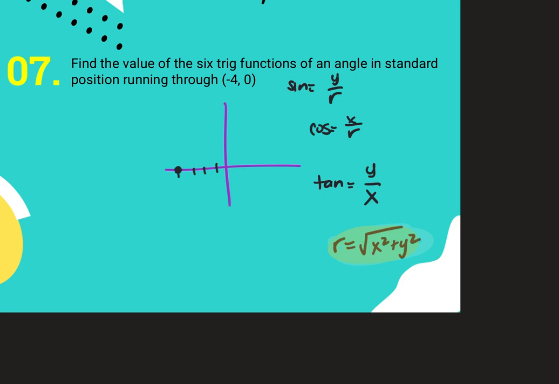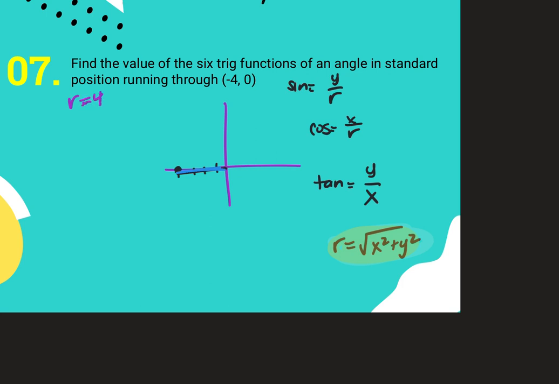But if it doesn't fall inside the quadrant, if it's on an axis, you obviously can't make a triangle. There's only one dimension here. I can't make a triangle in any other direction. So the first thing I'm going to do is find out what the radius is, which I could do with the square root of x squared plus y squared. Or what would a radius be if I went to the left? 4. That's it. So my radius is 4.